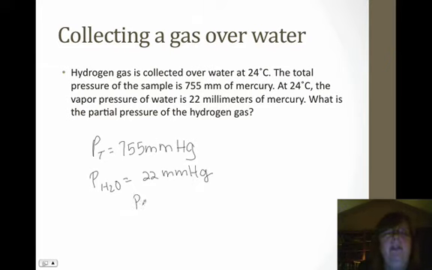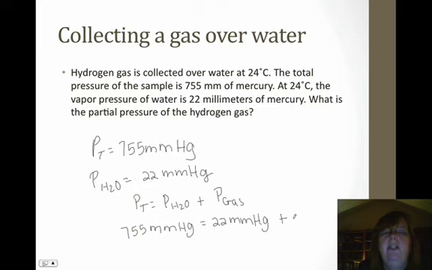All right, remember that the total pressure is equal to the pressure of water plus the pressure of our gas. So our total pressure is 755 millimeters of mercury. The pressure of our water at this temperature is 22 millimeters of mercury. And what we want to know is the pressure of our gas, or the partial pressure of our gas. When we do that, we subtract 22 from 755, and we get that the partial pressure of our gas is 73 millimeters of mercury.